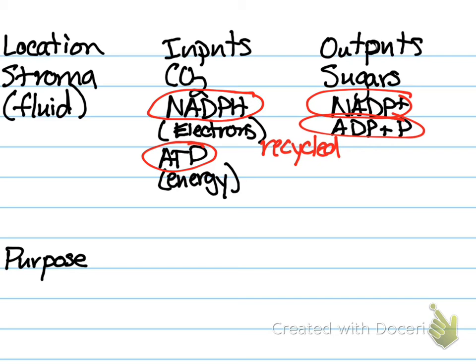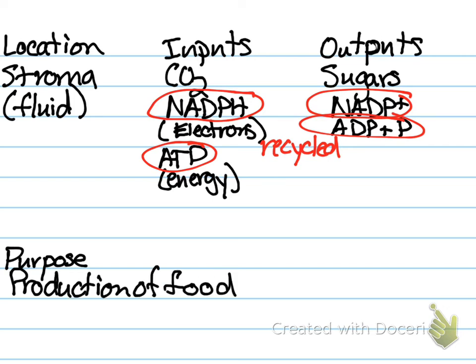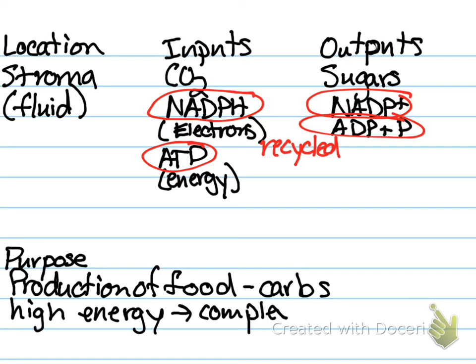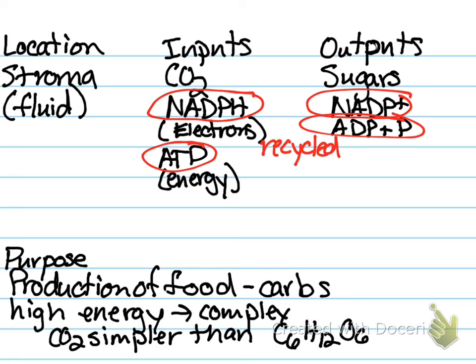The purpose of this part is the actual production of the food. Carbohydrates, if you recall, are high energy because they are complex. CO2 is much simpler and has fewer bonds than C6H12O6, which is a common sugar, glucose, that is created in this process. So when I put the CO2s together with those high energy electrons, I now have a larger, more complex molecule that is at a higher energy level. So that energy can then be broken down and used in cell respiration.